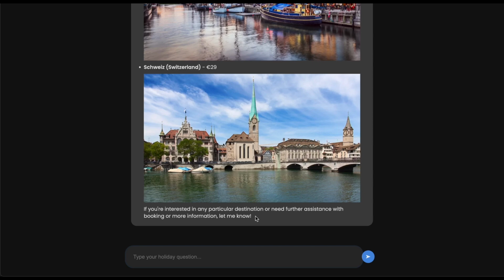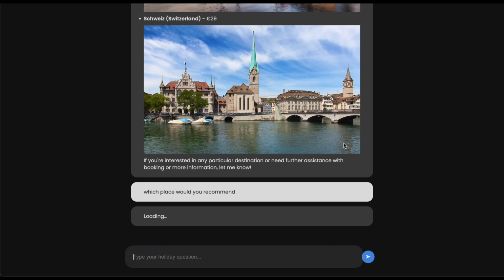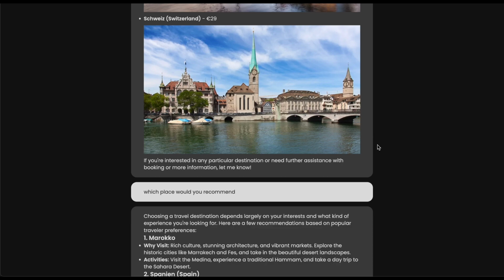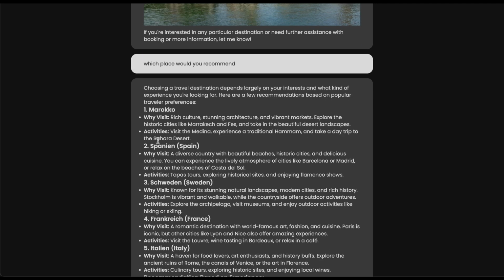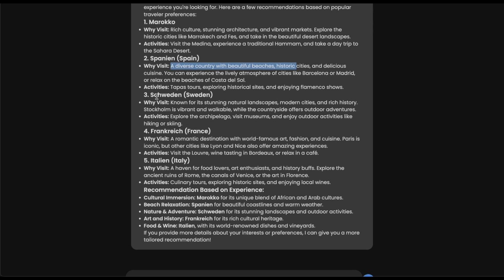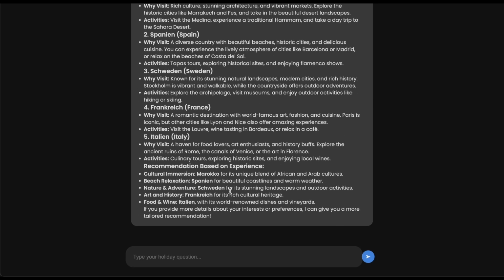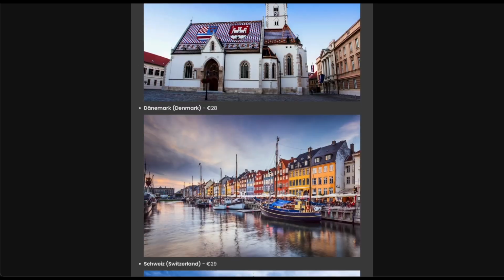If you can't decide, it's still a chatbot, so you can also ask the chatbot what place it would recommend. Which place would you recommend? It knows which places there are, and then it can give you an analysis. Morocco has a rich culture, Spain is a diverse country with beautiful beaches and historic cities, Sweden is known for its stunning natural landscapes, and then you can compare them and find information like that.